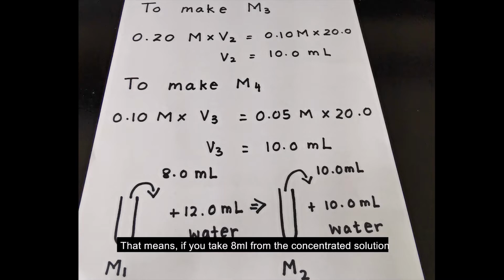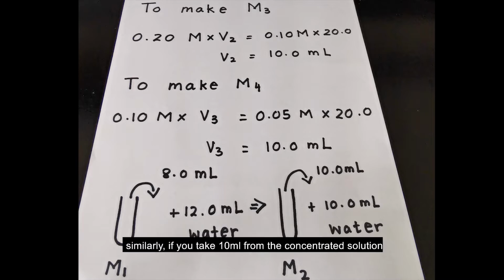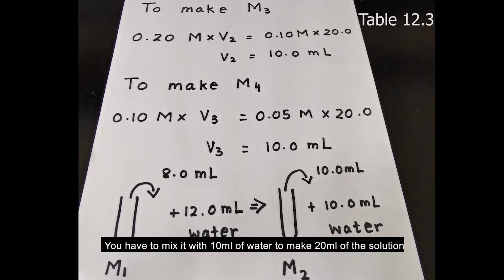That means if you take 8 milliliters from the concentrated solution, you have to mix it with 12 milliliters of water to make up 20 milliliters of the solution. Similarly, if you take 10 milliliters from the concentrated solution, you have to mix it with 10 milliliters of water to make 20 milliliters of the solution.